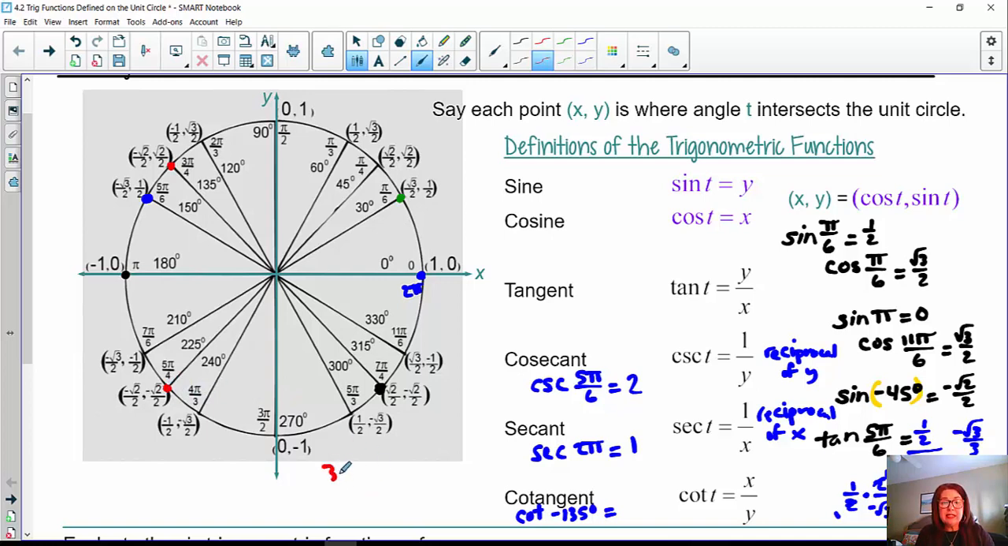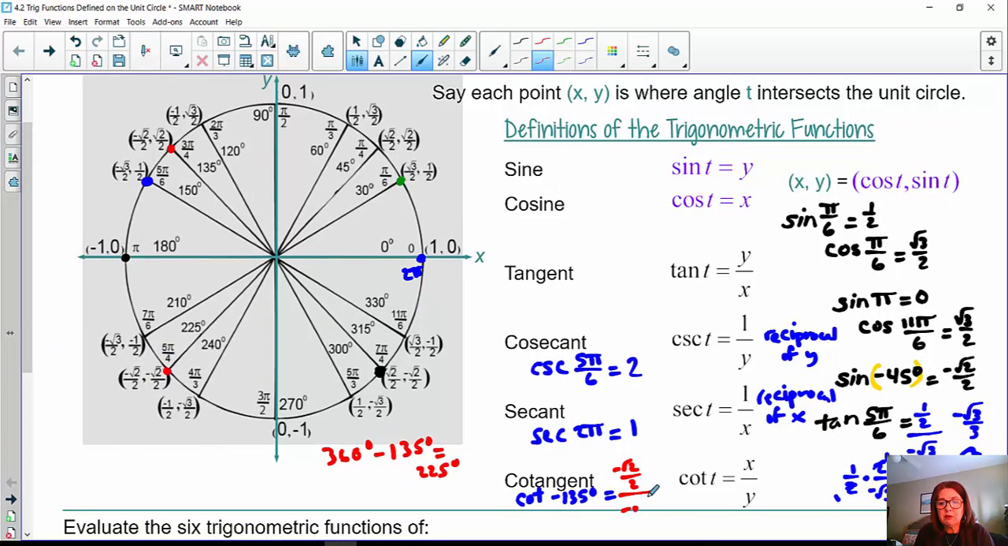Remember, we could also say 360 minus 135 degrees to find that coterminal angle, which is 225 degrees. So there's the location of our ordered pair. The cotangent is the x value of the ordered pair divided by the y value of the ordered pair. So the x value is negative square root of 2 over 2. The y value of the ordered pair is also negative square root of 2 over 2. And anything divided by itself is 1.